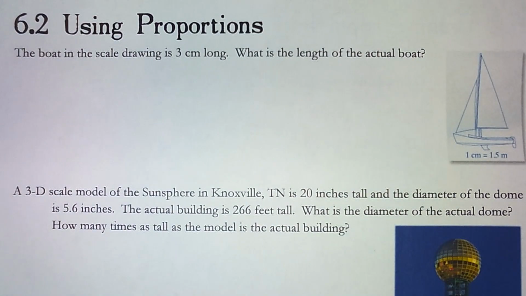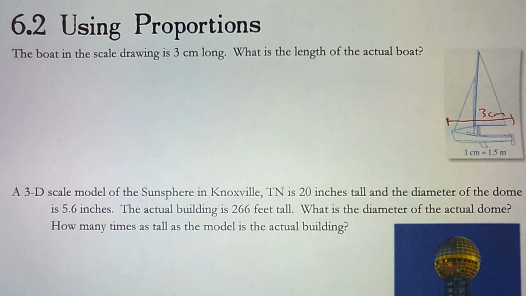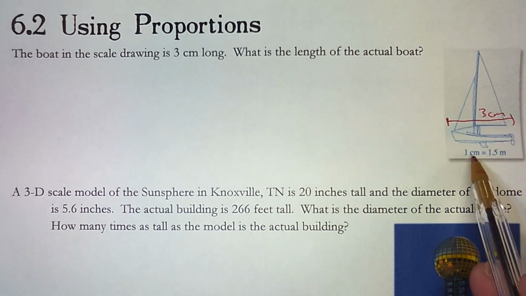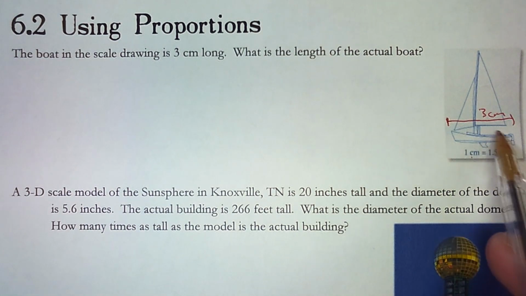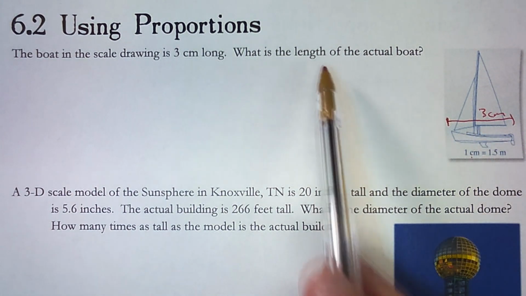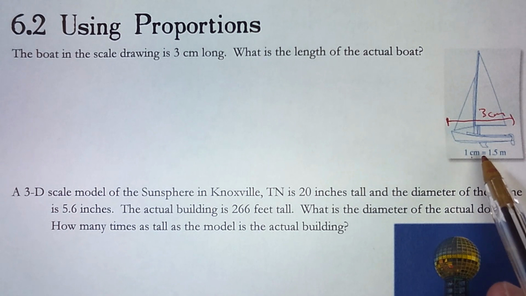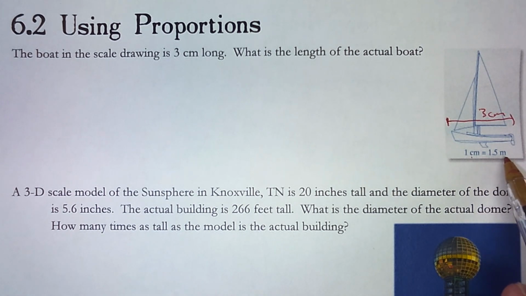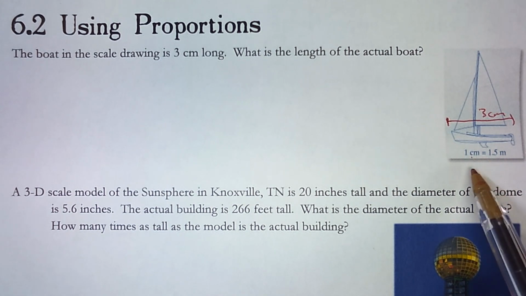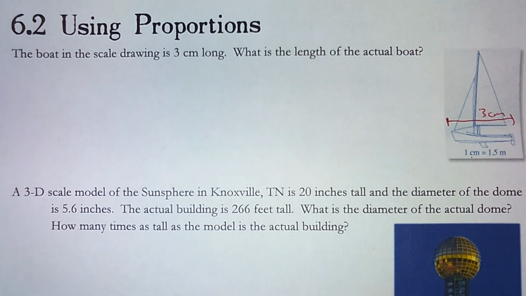The boat in this scale drawing is 3 centimeters long. So this right here is 3 centimeters long. The scale is 1 centimeter in this drawing is equal to 1.5 meters. What is the length of the actual boat? Now this is a rate. It's not in the same units, but that's okay. We can write a proportion that will help us find the length of the actual boat. And a proportion can be written in rates or ratios.